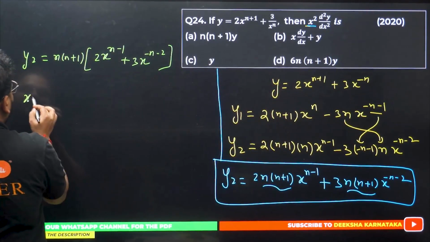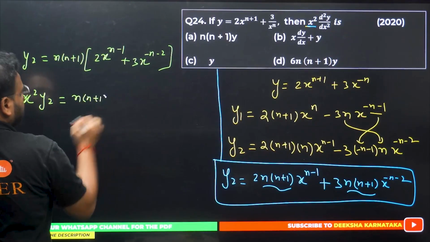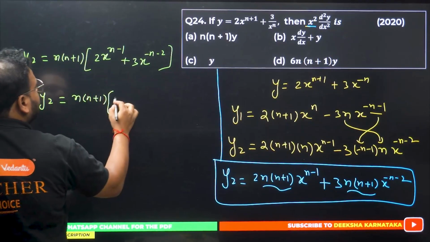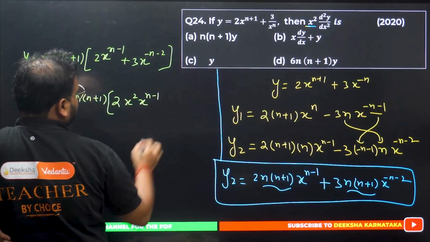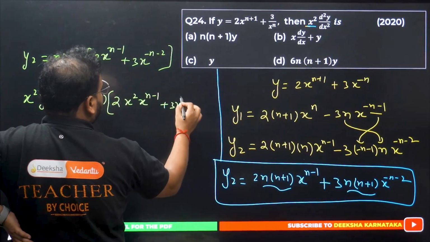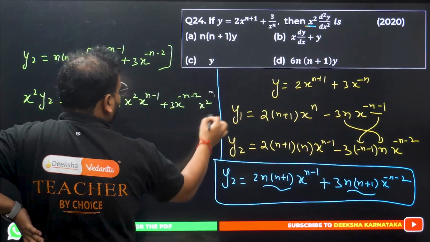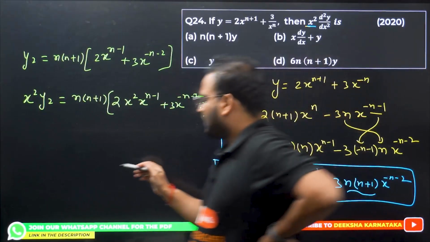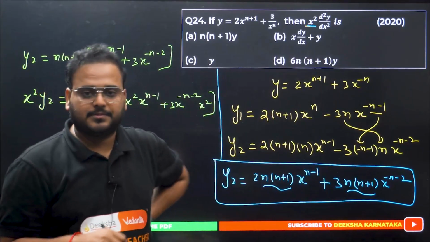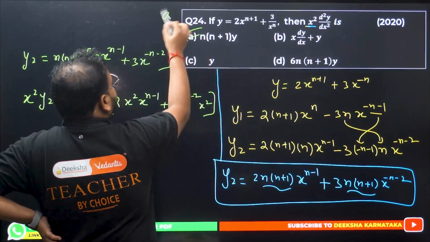Now I'm going to multiply x square with y2. Again same thing is common over here. Multiply it inside: 2 times x square times x power n minus 1, plus 3 times x power minus n minus 2, again times x square. You have to multiply that to both the terms, right? Okay. I think by now you must have got the answer. Yes, you can see the option is coming as option A.